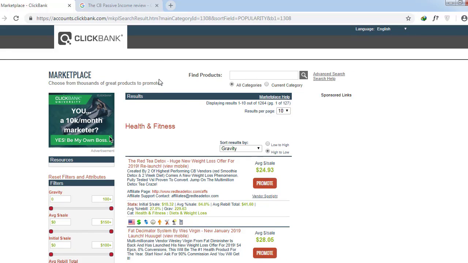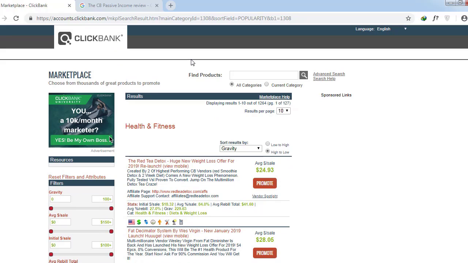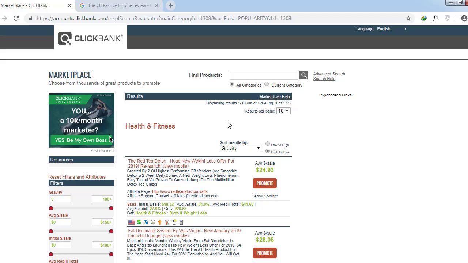Actually, in Clickbank there are three parties. One is vendors, second is affiliates, third is customers. Vendors are placing their products, affiliates, people like us, are promoting the vendors' products to the customers, and customers are buying those products. So customers are paying the money, and affiliates are getting their commission for promoting the vendors' products.